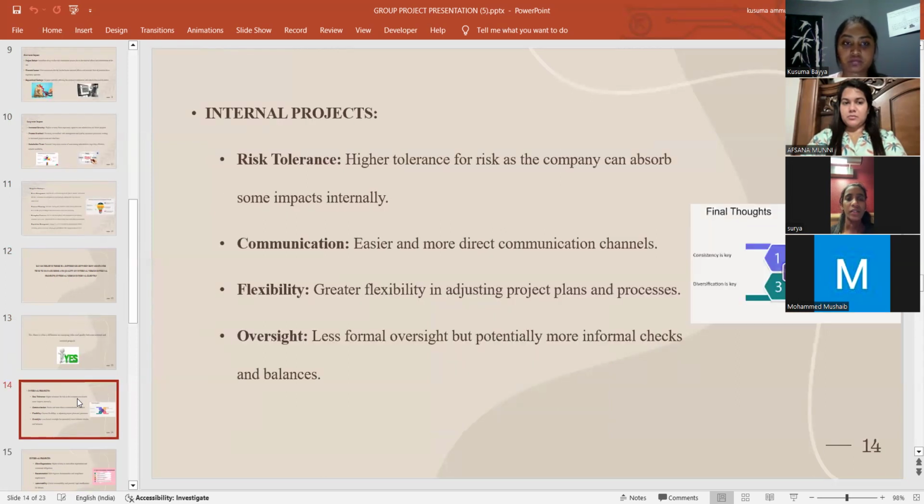We'll discuss the internal projects. We have the risk tolerance, a higher tolerance for risk as a company can observe some impacts internally. And the communication, easier and more direct communication channels. And we have the flexibility, greater flexibility in adjusting project plans and processes. And the last, oversight, less formal oversight, but potentially more informal checks and balances.